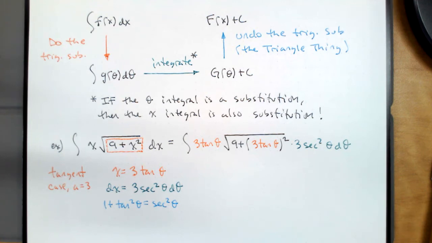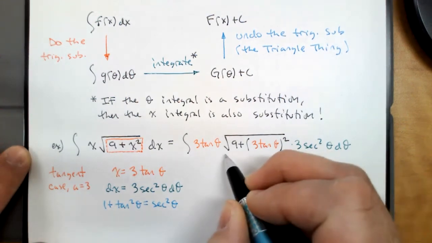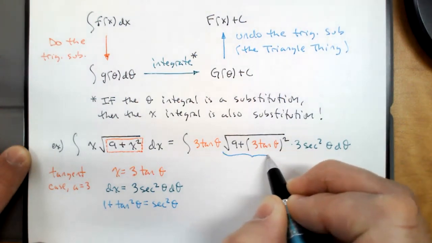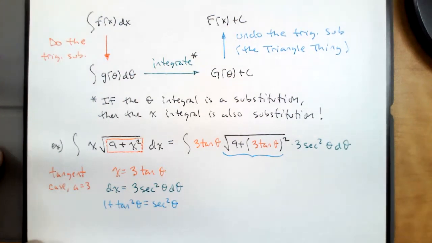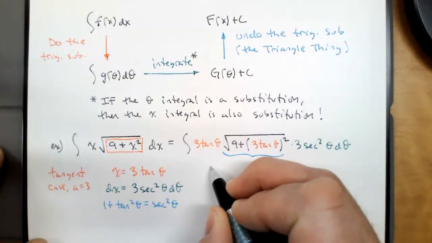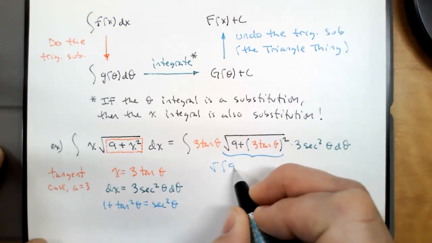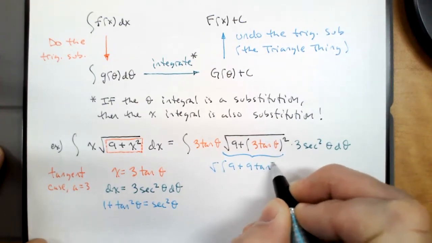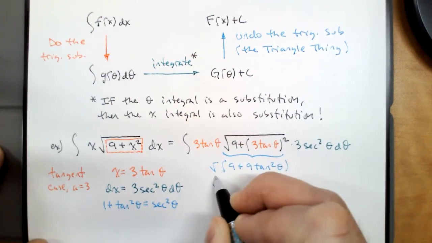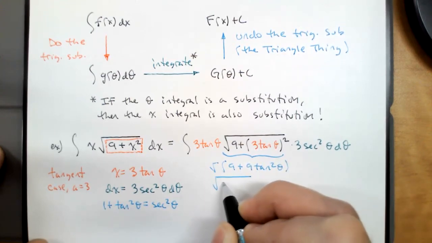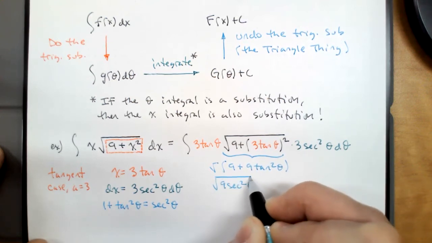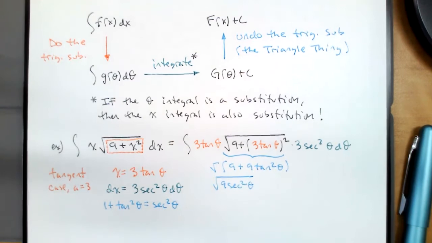Now the trigonometric substitution thing happens. This square root of 9 plus x squared became the square root of 9 plus the square of 3 tangent theta, which is 9 plus 9 tangent squared theta, which is the square root of 9 secant squared theta. And the square root of 9 secant squared theta is 3 secant theta.